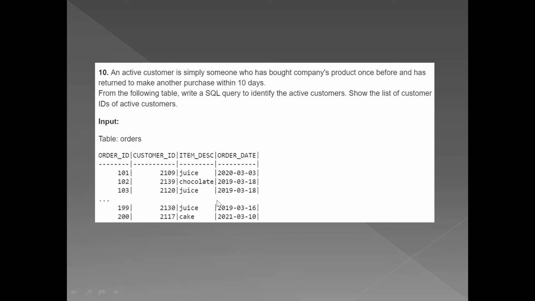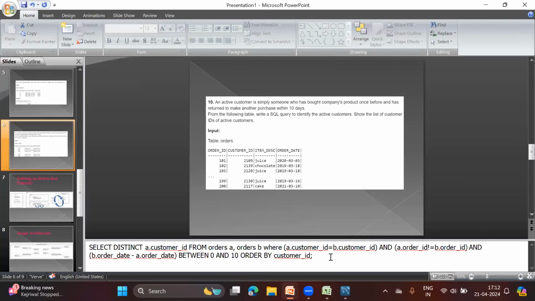So now we have the orders table, and we have to check which customer has returned within the 10 days. If a customer has returned within the last 10 days, it means that that is an active customer. From the following table, write an SQL query to identify the active customer, right? So to find the active customer, we have to write a query, which is going to be something like that. Instead of this, I will just jump over here. So I'll show you in MySQL.